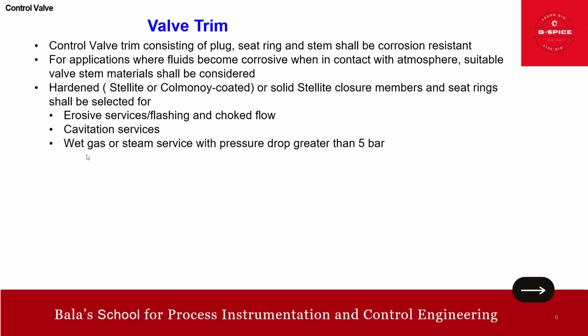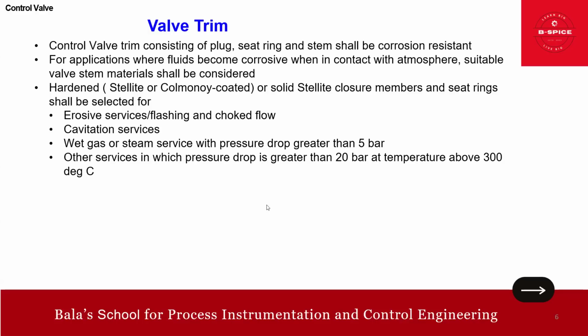And where can we use this? Wet gas or steam service with a pressure drop greater than 5 bar. Now we are talking about the hardened or stellite closure member. So erosive services, flashing, choke flow, cavitation, wet gas or steam service with pressure drop greater than 5 bar. And also other services in which pressure drop is greater than 20 bar at temperature above 300 degrees C. For that also, we have to go for this consideration, hardened or stellite.